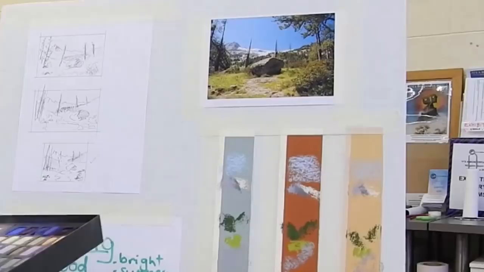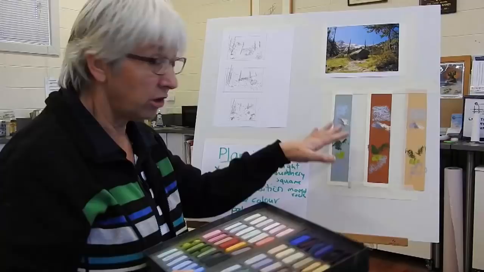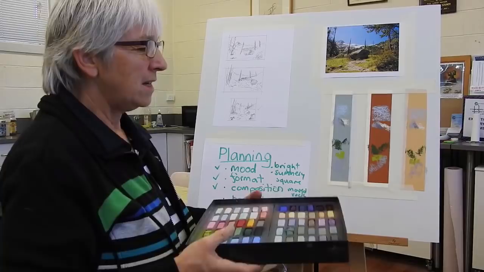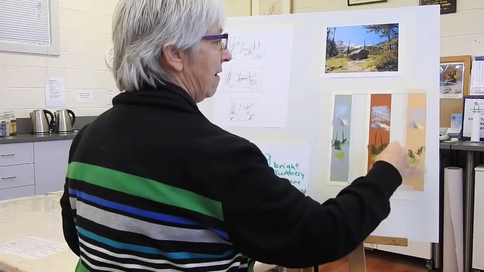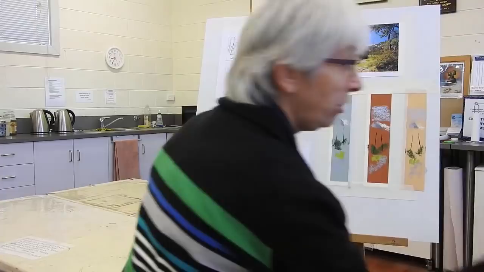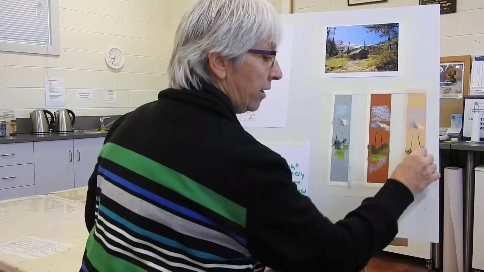So I'm now getting an idea of what my colours are going to look like on the different pieces of paper, and I can start to make a choice about what I think will work best. I'm actually going to pop in those very dark tree areas as well. And I could keep going testing these, putting in some more greens. But I think for this one, the greens are the key.